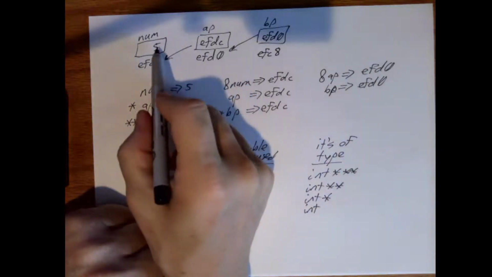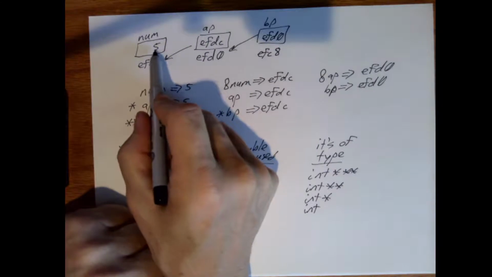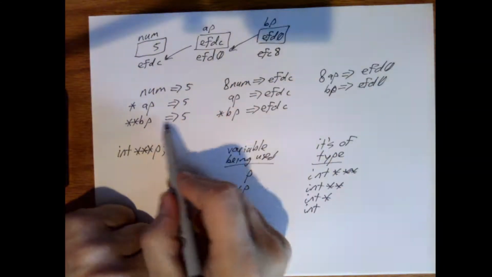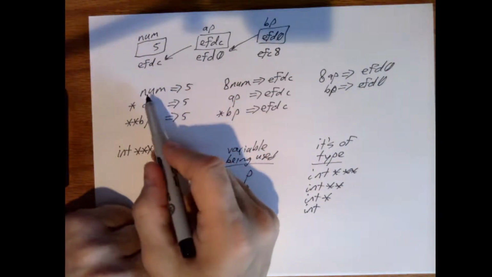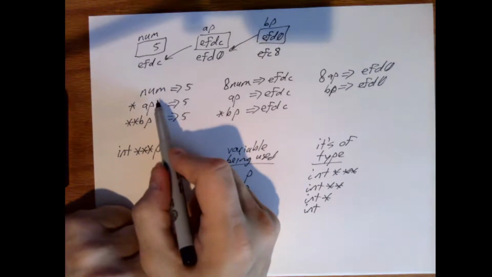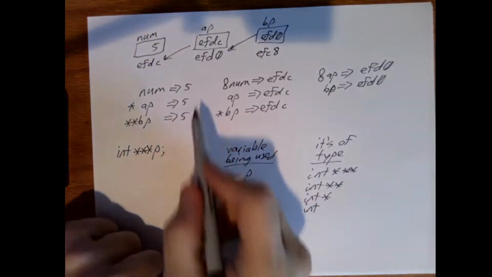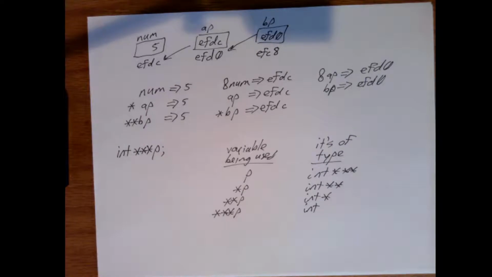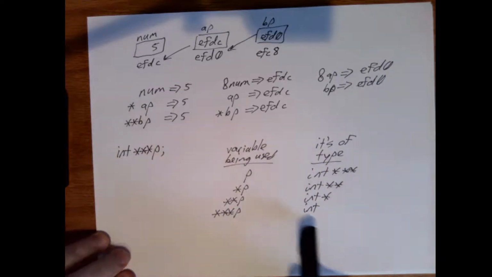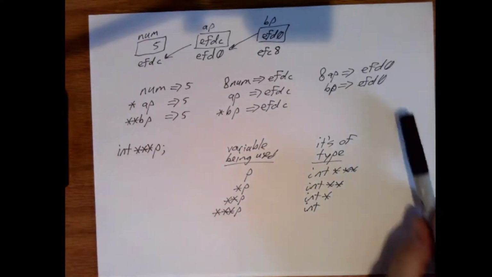Like up here, num was just 5, or star AP was just 5, or star star BP was just 5. Each of these, if you were to ask the computer, what type do you think that is? It would tell you all 3 of these are ints, and they give you 5. So you need to think about this when you're writing your code.